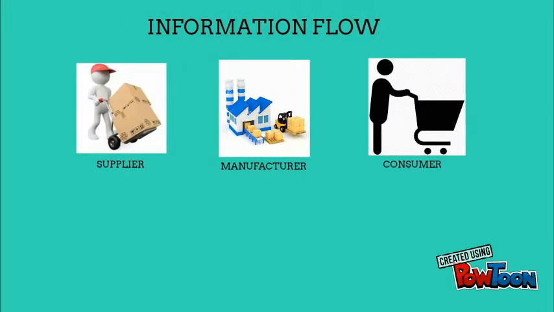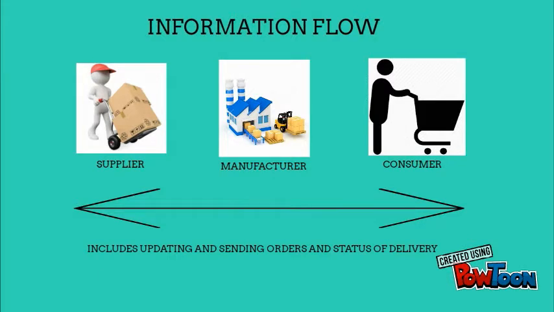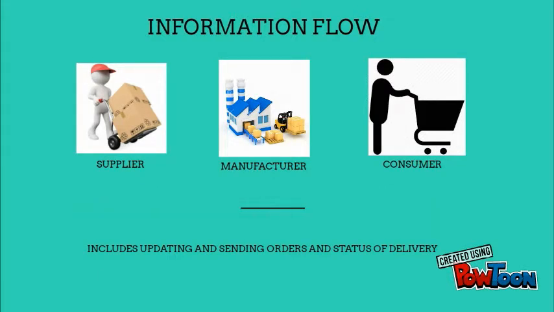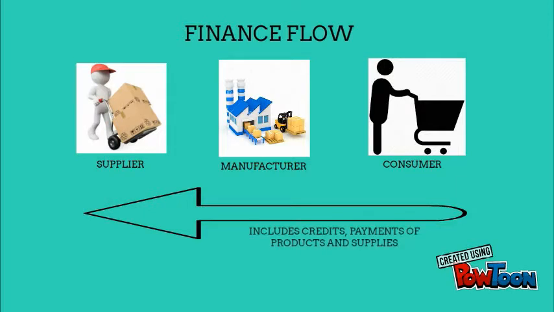Next is the information flow. It is the bidirectional flow along the chain. It involves invoices, sales literature, specifications, receipts, orders, and rules and regulations. And finally, the third flow is the finance flow from the customer to the raw material supplier. It includes payments of products and supplies.